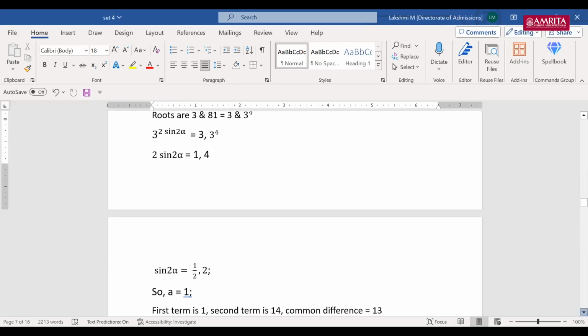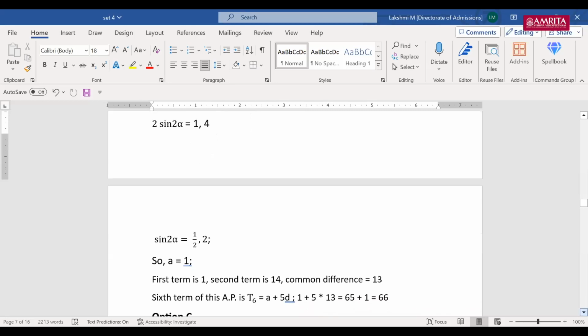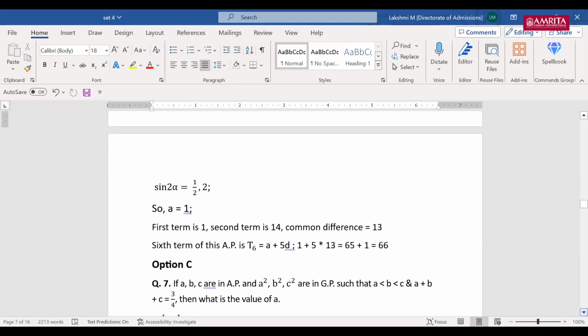Now, what is sine 2 alpha? It will be 1 by 2 and 4. Now, coming to the range of sine 2 alpha, what will be the range? It can't be 2, right? Whenever we are applying, the range of the values will be from minus 1 to 1. So I can't take the option 2, it's already 1.